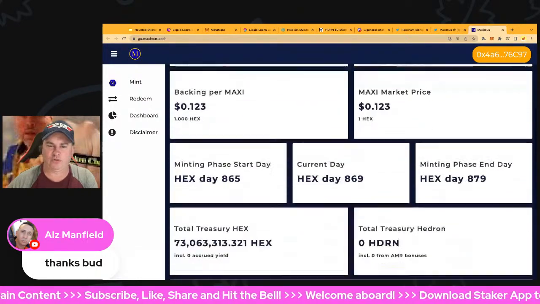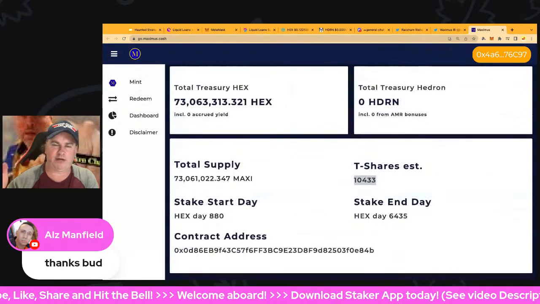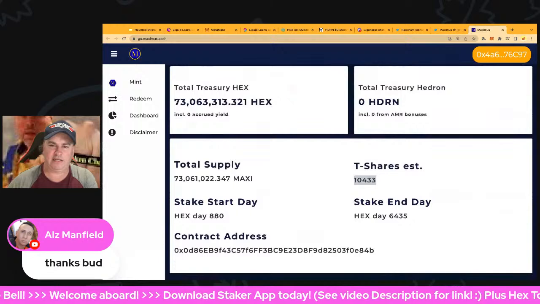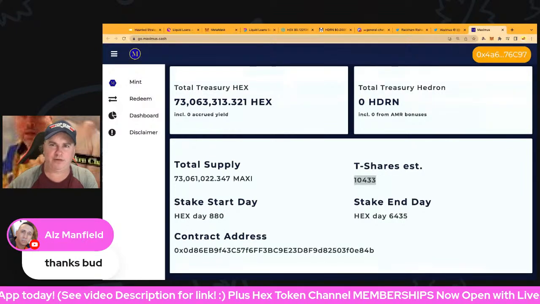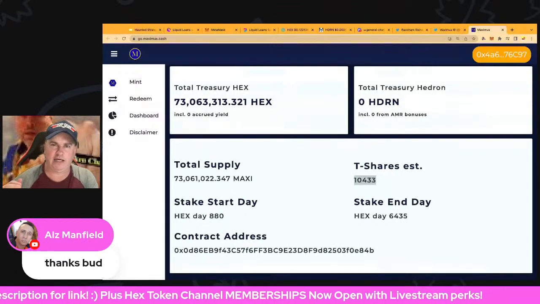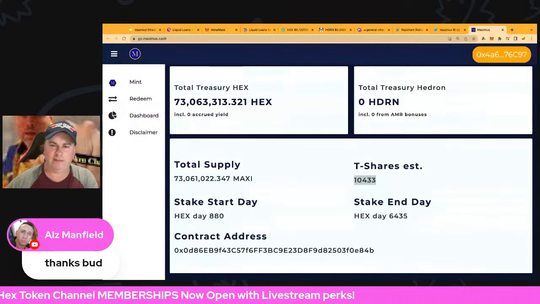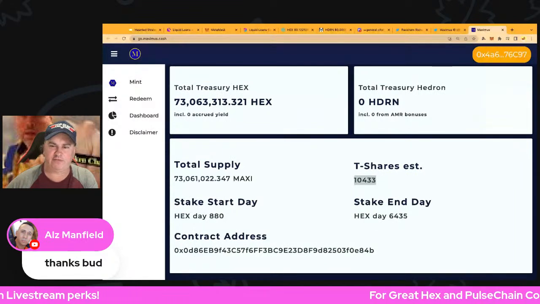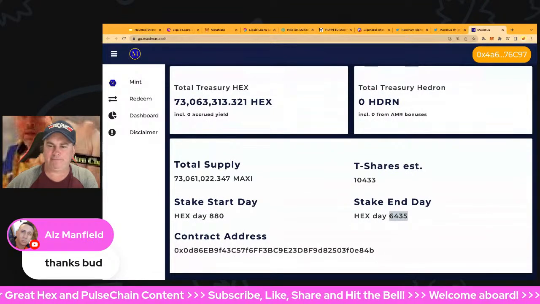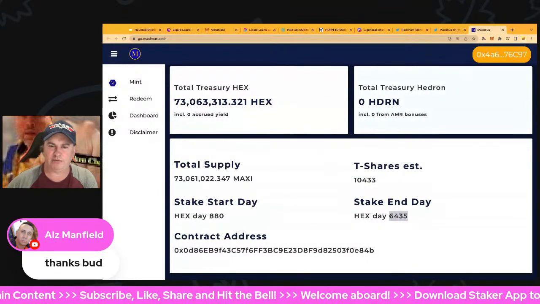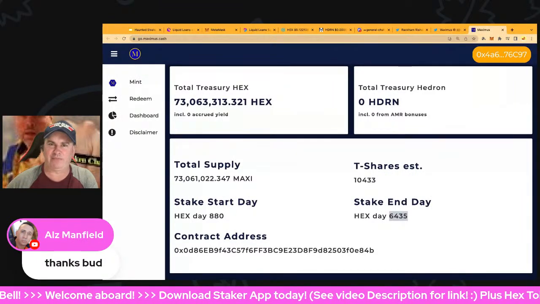Well, obviously, once it does launch with the stake, there'll be a market price versus the treasury price, and it's going to be interesting to see how the market prices that. I imagine that at some points in time it's going to be much cheaper than the Maxi price. Remember, the Maxi is accumulating Hex and Hedron every single day, but of course that's not redeemable until the end of the Maxi period stake, which is in 5,555 days, which will be day 6,435 on the Hex day journey. So that's pretty interesting, and we'll see how the market does that. Theoretically, the price of Maxi should be above the Hex price, but we'll see what happens. That's going to be interesting.